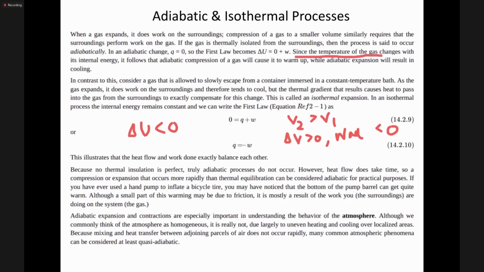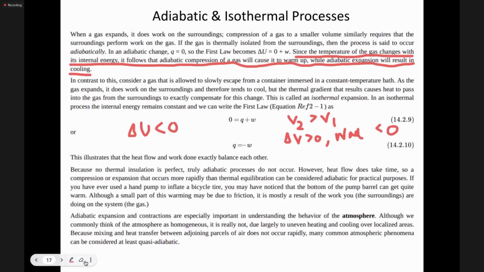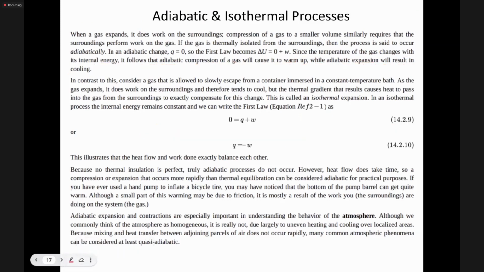Since the temperature of the gas changes with its internal energy, it follows that adiabatic compression of a gas will cause it to warm up, and adiabatic expansion will result in cooling. So after giving you a brief introduction on the adiabatic compression internal energy change and the adiabatic expansion internal energy change, we'll come to a different state.